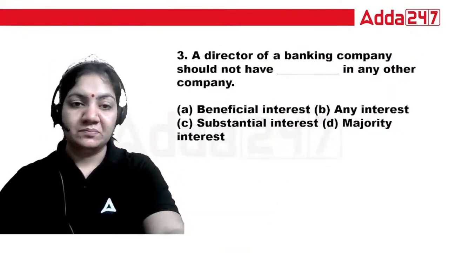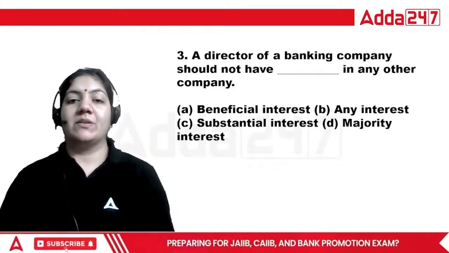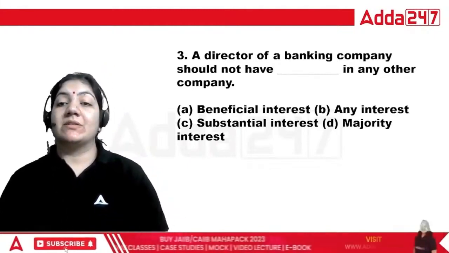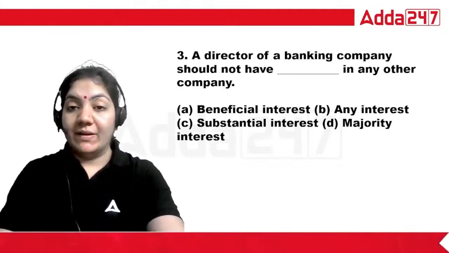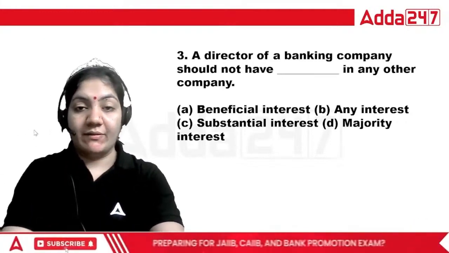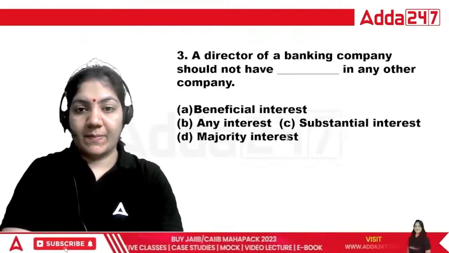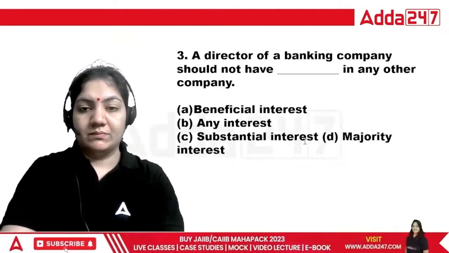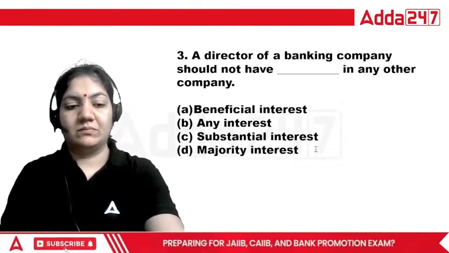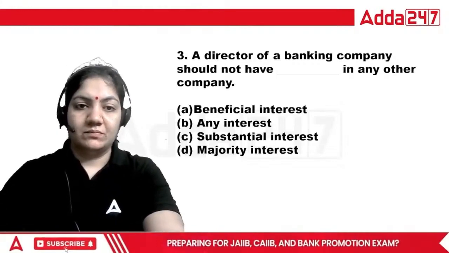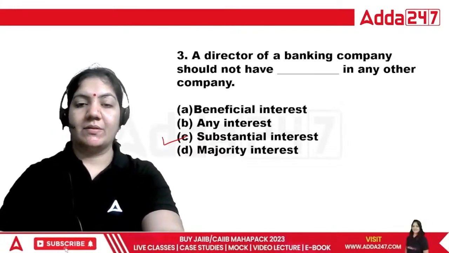Next, the director of a banking company should not have dash interest in any other company. What? Beneficial? Every line we have just learned. Substantial interest. Okay. Third, C is the right answer.